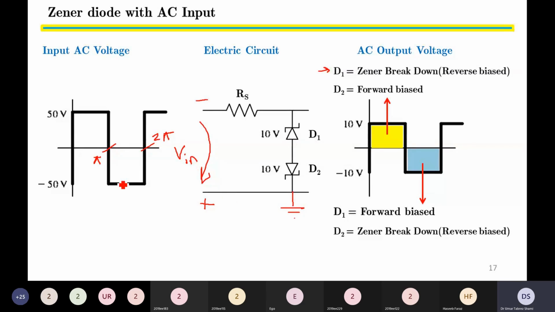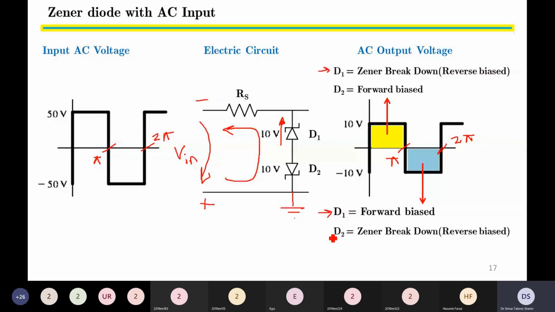So when we have a minus 50 volt from pi to 2 pi, current will flow through D2, through D1, and then through RS, and then back to the power supply. Since both Zener diodes have a Zener voltage of 10 volt, during time pi to time 2 pi, the diode D1 is forward biased because the current and the diode direction are the same. So D1 is forward biased.